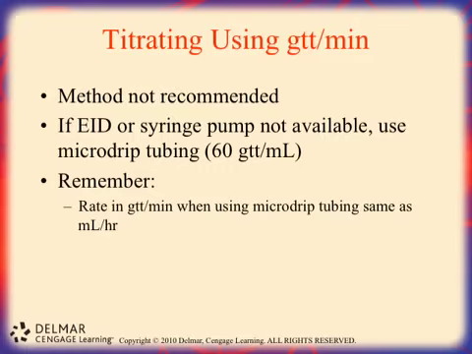So, as I said before, titrating using drops per minute, which of course would be without a volumetric infusion pump, which gives it to you in milliliters per hour, is not recommended. But if an EID or a syringe pump is not available, you want to use a microdrip tubing, which, as you recall from earlier chapters, is 60 drops per milliliter. And if you'll remember, your rate in drops per minute when you use a microdrip tubing is always the same as milliliters per hour.